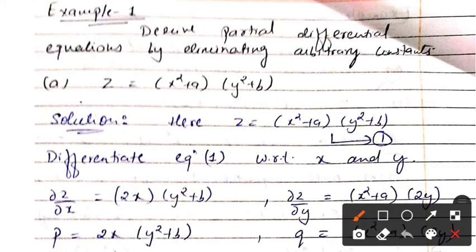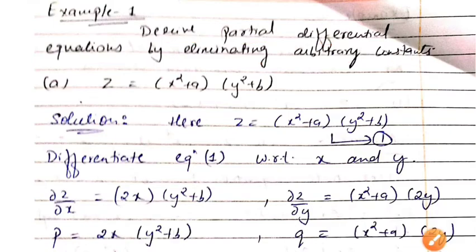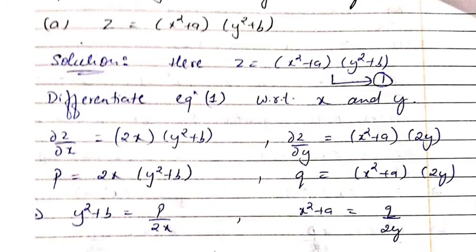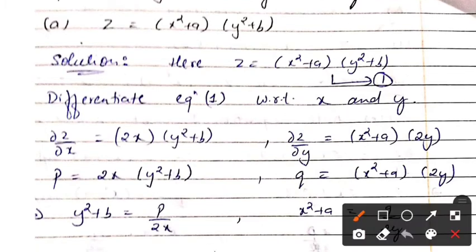The first example is: derive the partial differential equation by eliminating the arbitrary constants. You are given an equation and you have to eliminate a and b. Our first equation is z = (x² + a)(y² + b). We name it equation 1.